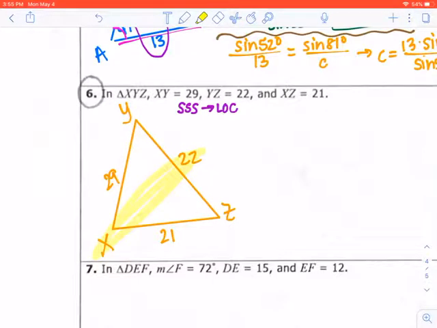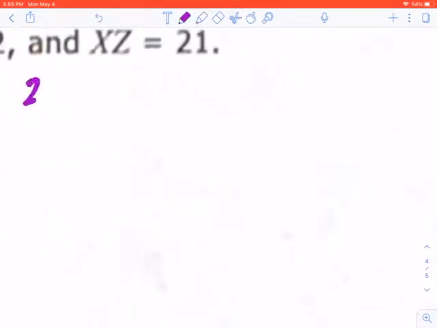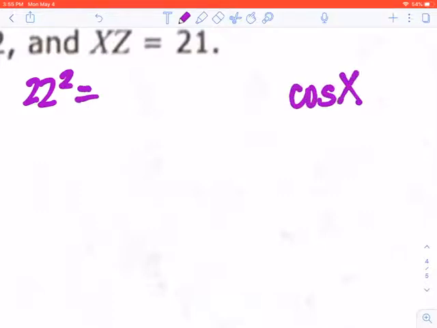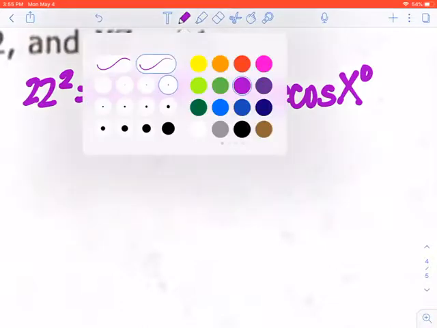That means X and 22 have to be on the outside. The X is the angle. So we start with the side 22 squared, and then we end with angle cosine X degrees. Our other two sides, 21 and 29, will be in the middle. 21 squared plus 29 squared minus 2 times 21 times 29 times the cosine of x.